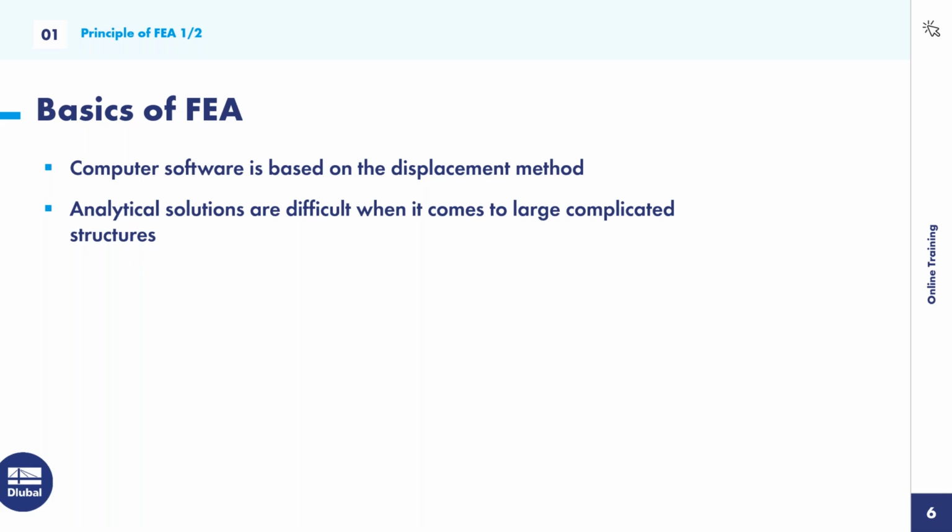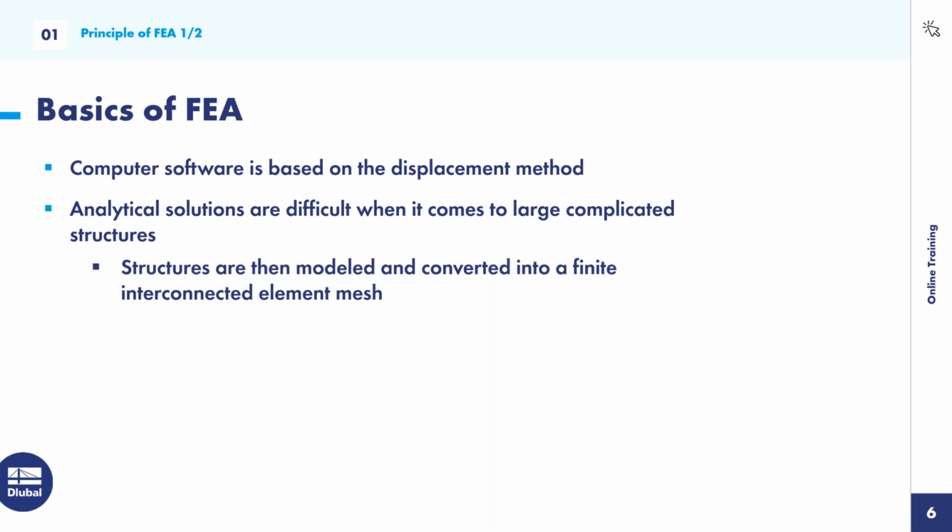Most of the time, analytical solutions can be difficult with large, complicated structures, and this is where FEA comes into play. Doing hand calculations is almost impossible with these large, complicated structures, and the limits of what is possible with hand calculating the results are being reached. So this is where FEA software is required.